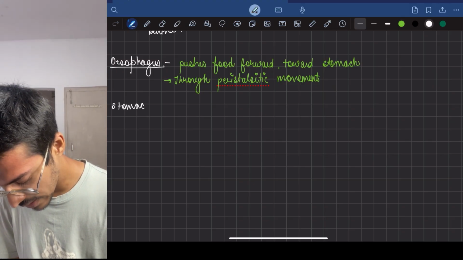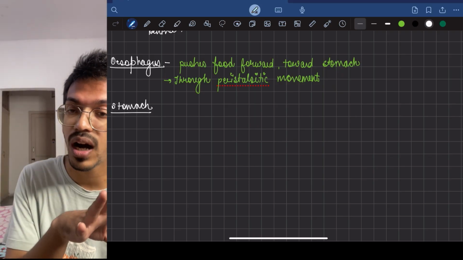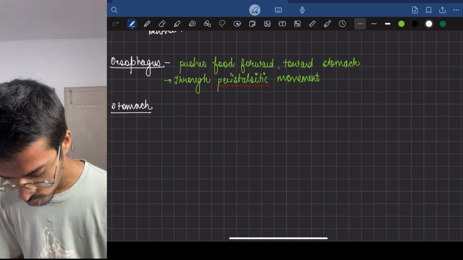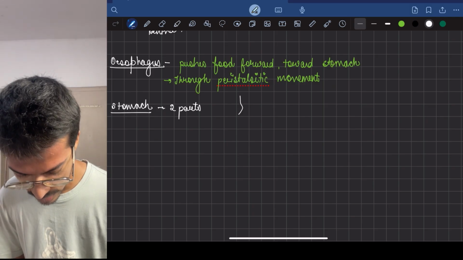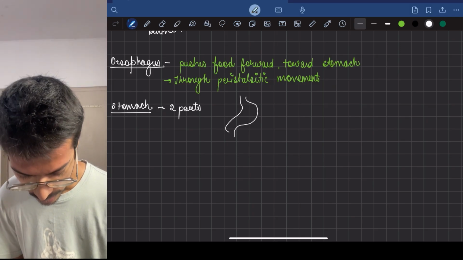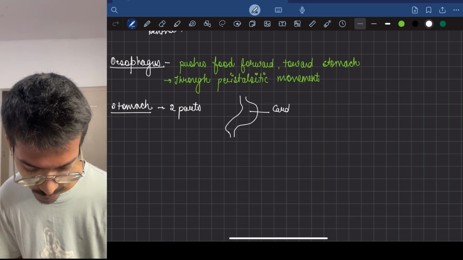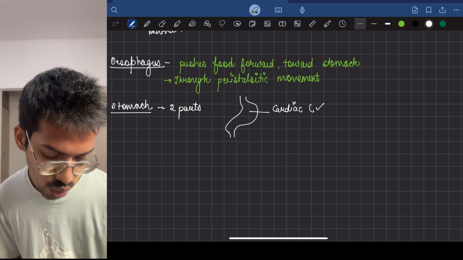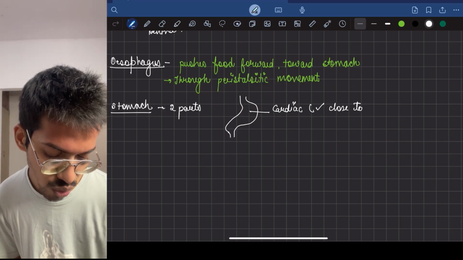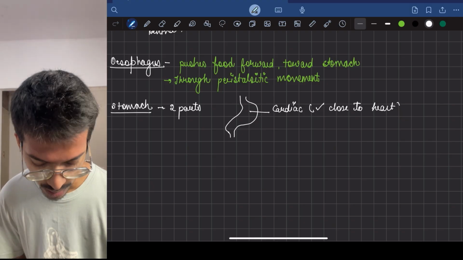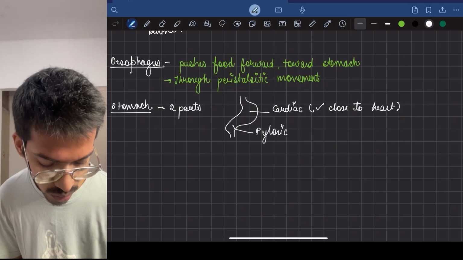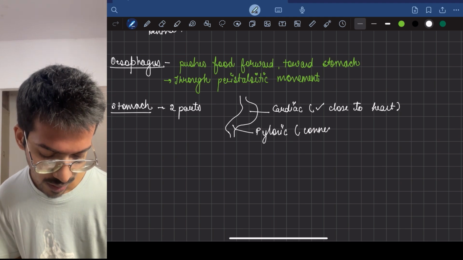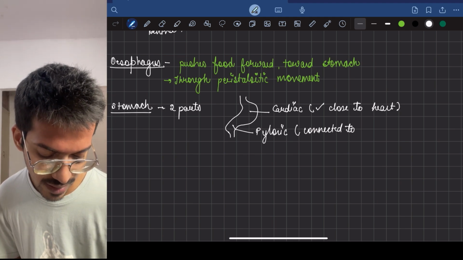Now the stomach has two parts. One is the cardiac part, the other is the pyloric part. So if this is the stomach, this is the cardiac part, which is present close to the heart. And this part is what? The pyloric part, which is connected to the intestine.